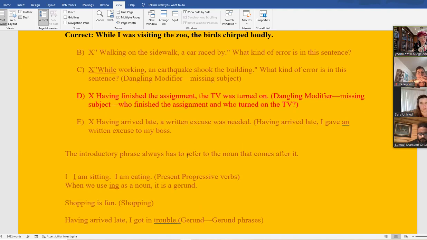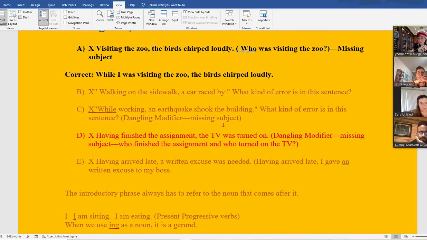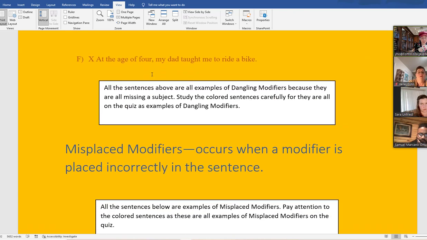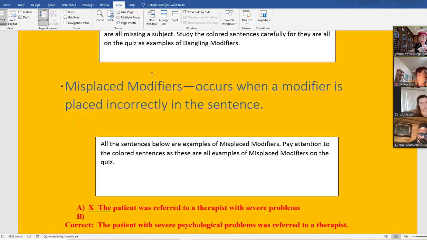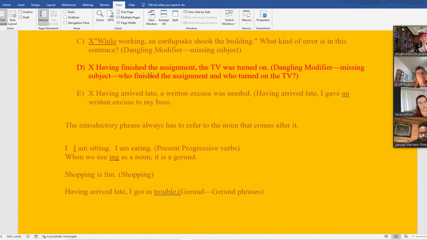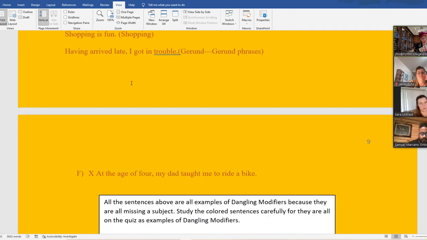Now, the difference, notice how I didn't have to really change the sentence. In a dangling modifier, it's simply missing something, so I want to add to the sentence to make it correct. But in a misplaced modifier, you have the same sentence, but you want to change it around. You actually move parts of the sentence in order to make it correct. Here, I really didn't move parts of the sentence. I simply added, while I finished the assignment, when I arrived late. So I didn't really move anything. I added things to make it make sense.